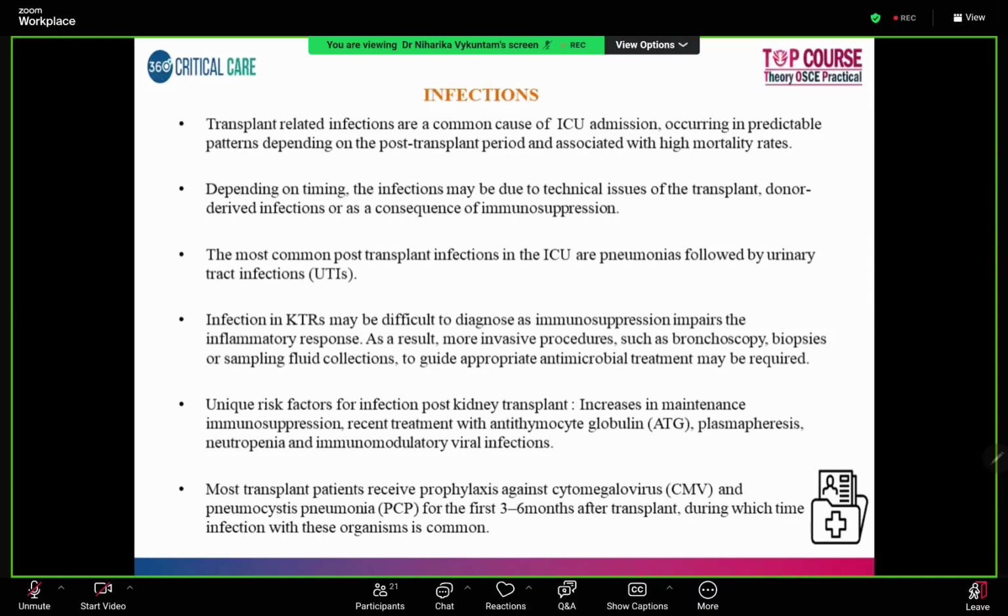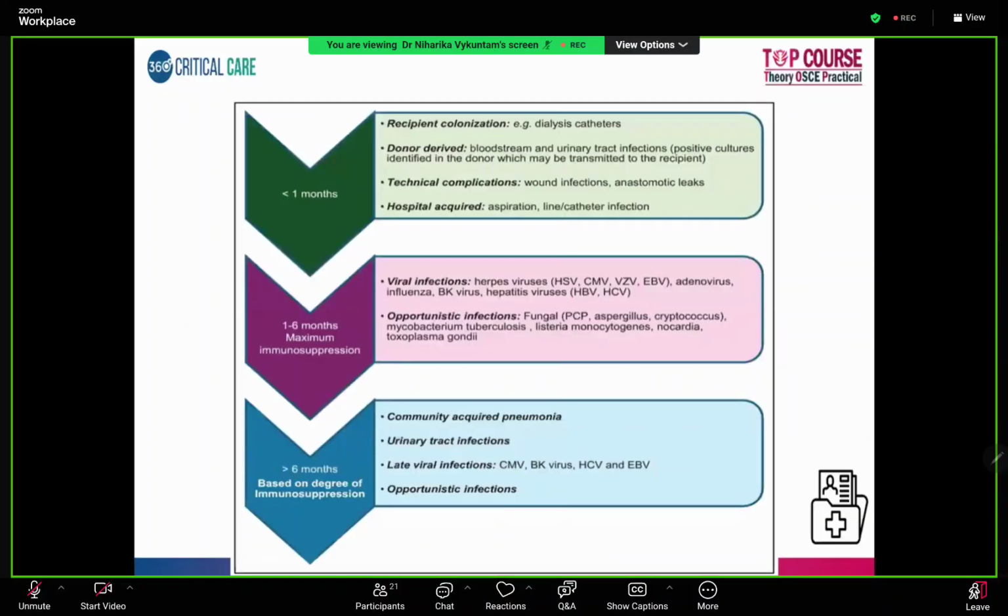Okay, and most of these patients receive prophylaxis for CMV as well as PCP pneumonia for the first 3 to 6 months, because this is the time when these infections are more common in the post-transplant period. Okay, so this is one easy way. I mean, there are many tables which tell a lot of things about the infections, but I found this as the most concise one. So in the less than 1 month period, okay, what are the infections that you can see in the post-kidney transplant patients?